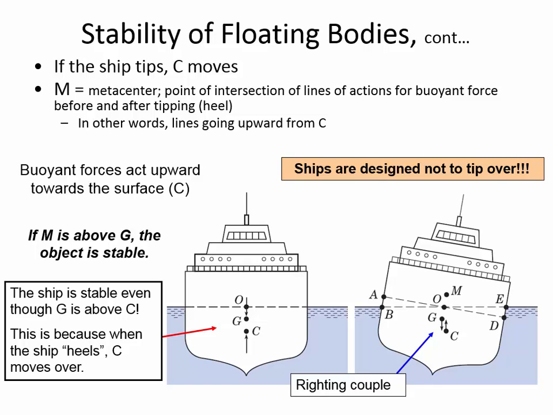If it gets hit by a wave, or if it starts to turn, anything that would cause the ship to begin tipping, then it would continue to tip until it was completely over on its side. So remember this criteria. If M is above G, then the object is stable. So if G is above M, then it's unstable.